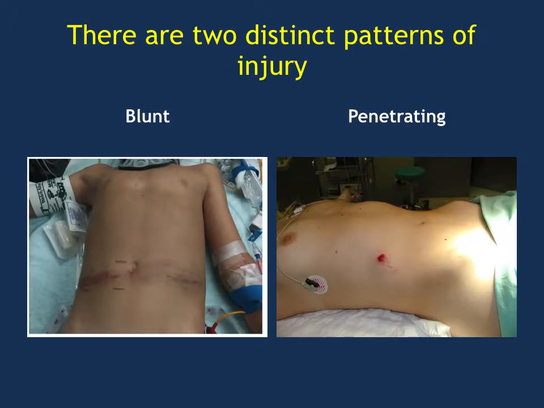Here's just representative photos of two types of injury that we talked about. Blunt injury on the left, that's probably a gentleman who got in a car crash, and that's the imprint of his seatbelt. That's what we call a seatbelt sign. And then on the right, you see a penetrating wound in the right upper abdomen from a gunshot wound.